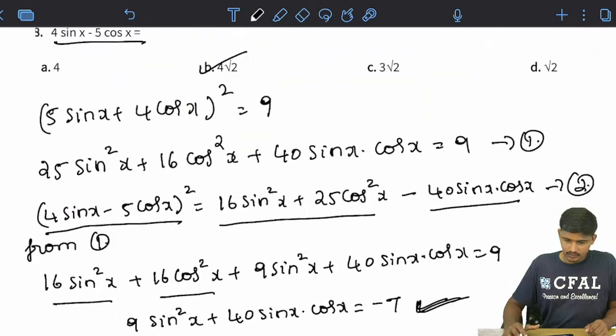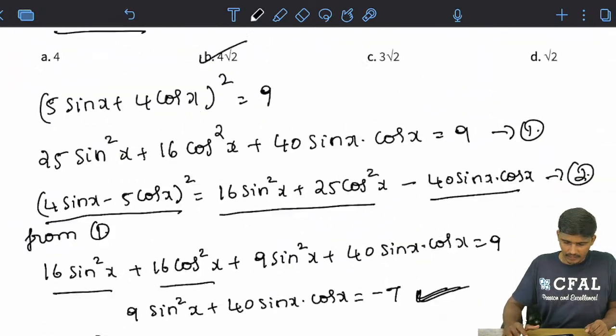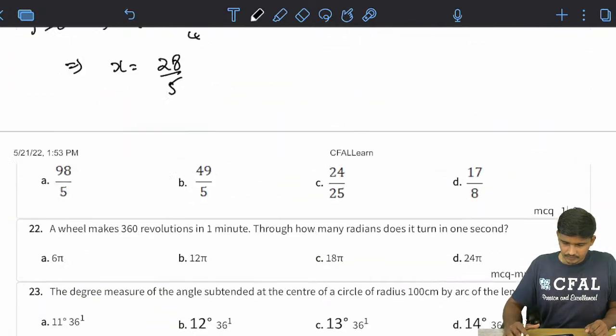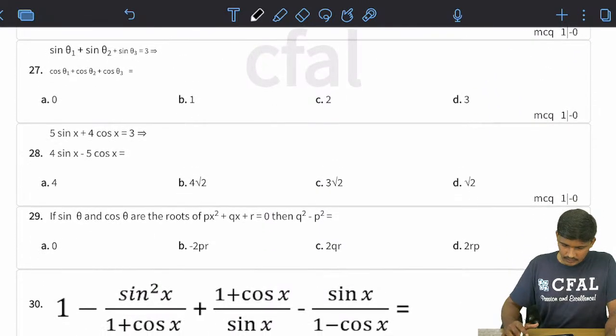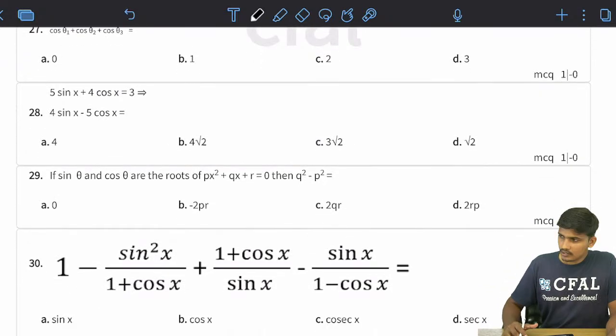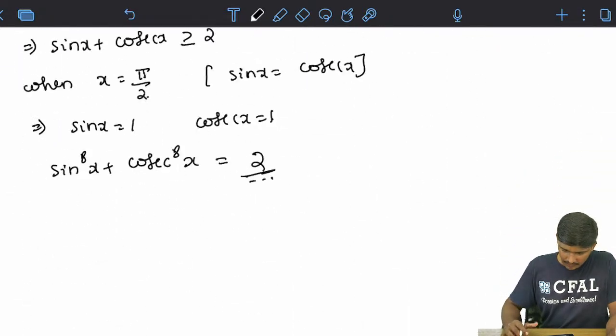Okay, so now we have solved question number 28. We have already solved question number 29. Now we'll go to question number 31, right? Yes.